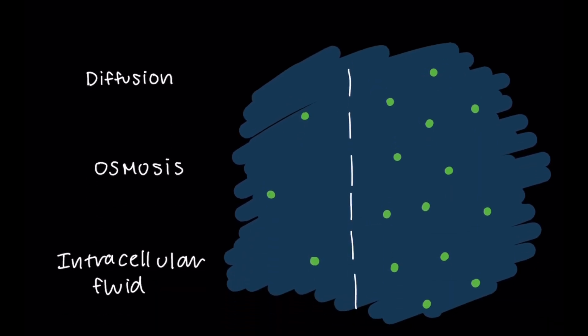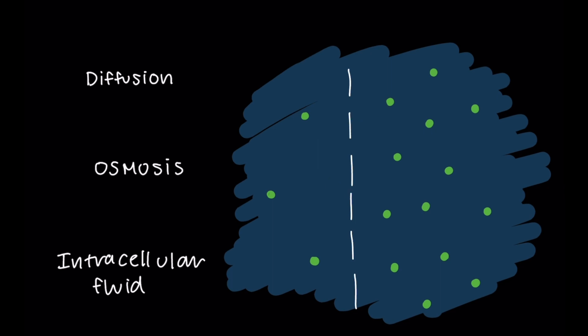Now let's talk some more about some other definitions. First is diffusion. So what is diffusion? Diffusion is when molecules move from an area of high concentration to an area of low concentration. That means it's going down the concentration gradient from high to low. Diffusion in this case would be when particles move from high to low.